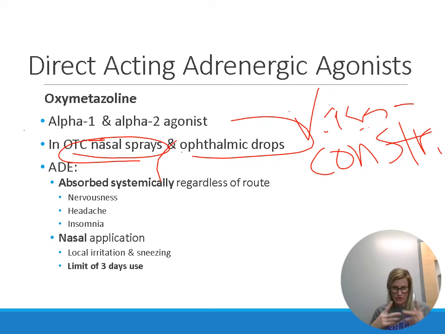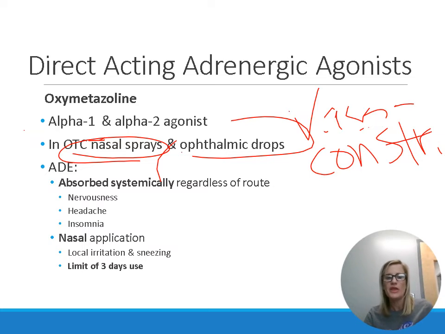When you give it via a nasal spray, it causes vasoconstriction in the blood vessels going to the nasal mucosa. So if the vessels in the nose constrict, there's less blood flow, there's less inflammation, so it decongests the area. Ophthalmic drops can be used for redness in the conjunctiva, right? If the blood vessels in the conjunctiva constrict, there's less blood flow, so there's less redness. So it's used for congestion and for red eye.